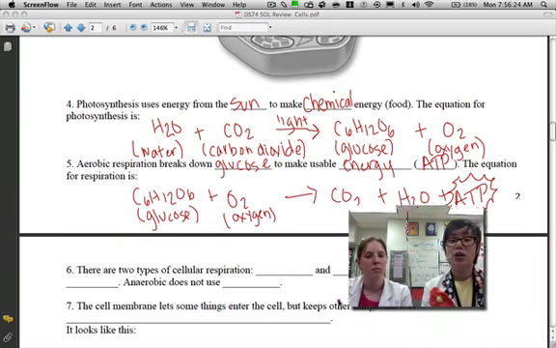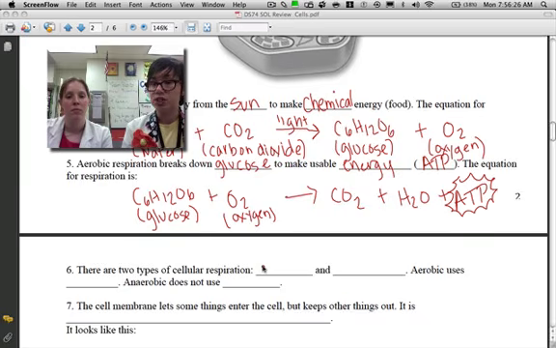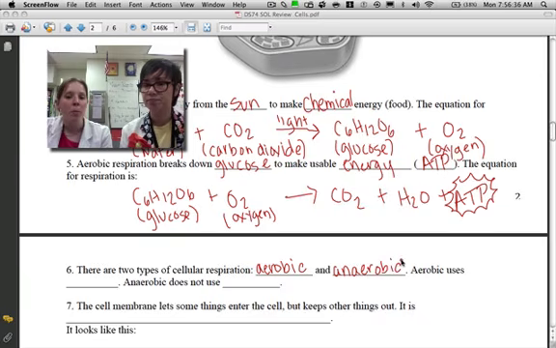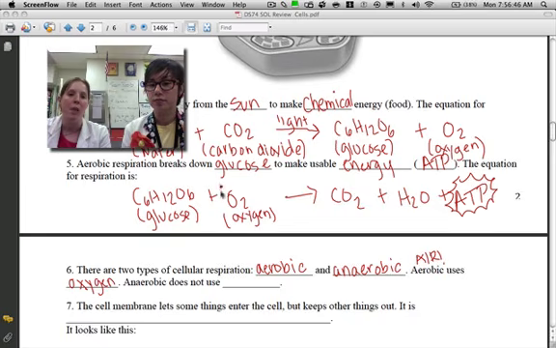All right, let's jump down and look at number 6, seeing as how we can see it on the board here. There are 2 types of cellular respiration. Aerobic and anaerobic. And those words sound very familiar. So what's the difference between them? So aerobic kind of sounds like air, right? And that's because aerobic respiration uses oxygen. You have to have oxygen for it to happen. And if you look back up at the equation we wrote, we have that in our equation. Here's our oxygen.